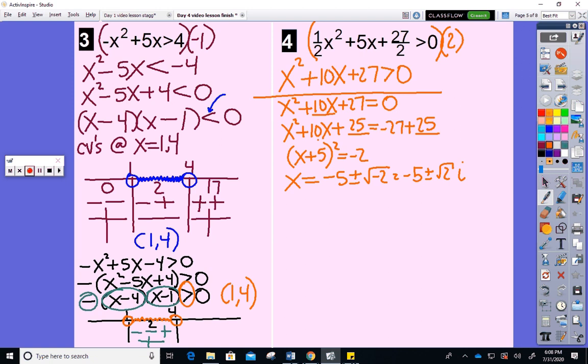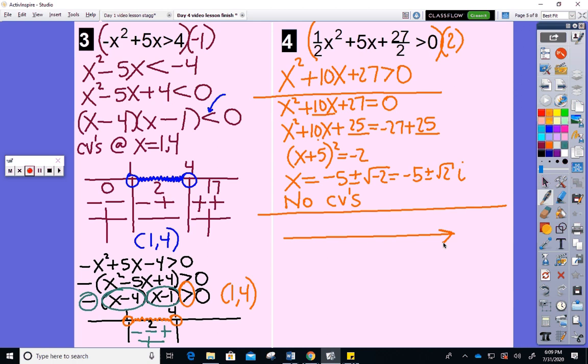All right, critical values must be real. So what this is telling you is that you got critical values that are not real, therefore there are no critical values. Okay? If there are no critical values, then you don't get different divisions on the number line. So you can test any x value. So I could draw my number line, but I don't have different divisions, so I just pick any x value.